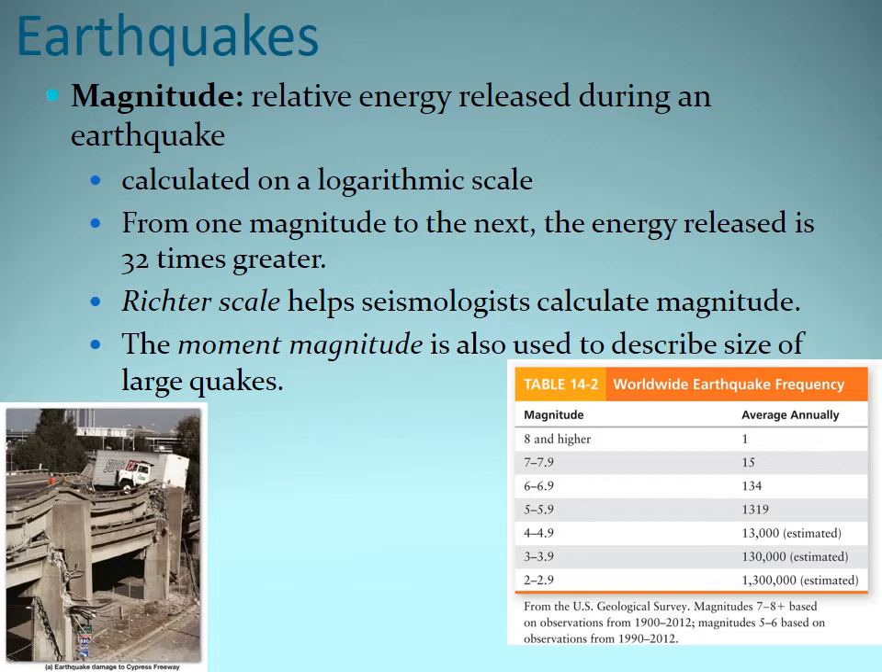So that's why you might have, and I'm not going to get into the details of the math behind this, but you might have a 3.0 earthquake and barely feel it. If you have a 5.0 earthquake, you would feel it. If you have a 7.0 earthquake, there could be large devastation. Now, the Richter scale actually helps seismologists calculate the magnitude, but the Richter scale is slightly different from the moment magnitude scale. So just keep that in mind when I show you additional earthquake statistics.